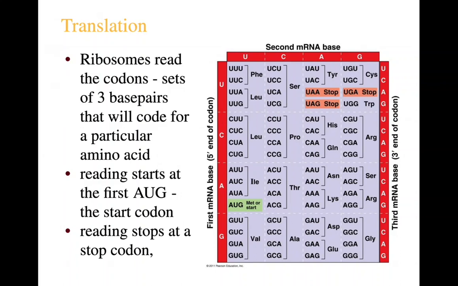So AUG is the start codon. It's kind of like starting with a capital letter at the beginning of a sentence. That's what you look for to know you're at the start. When you're going to translate the genetic code, you always start with the first AUG.